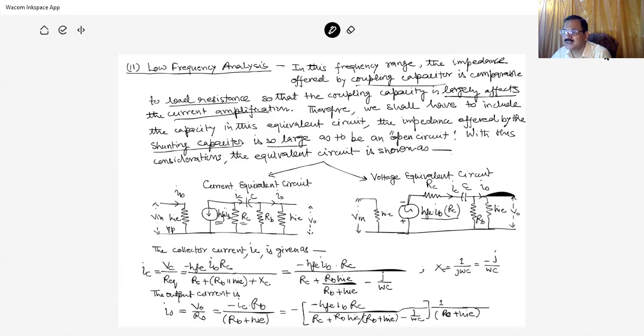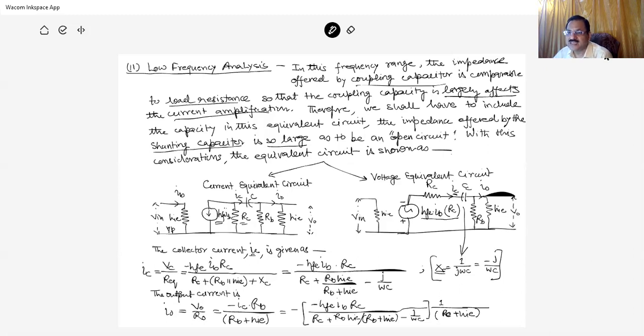Now this is the XC, the capacitive reactance, 1 upon j omega C, and therefore we multiply this by minus j, this is minus j over omega C. So the impedance offered due to this capacitance is as given. Now the collector current IC in this case, this is the collector current IC. This IC can be expressed as VC upon R equivalent.